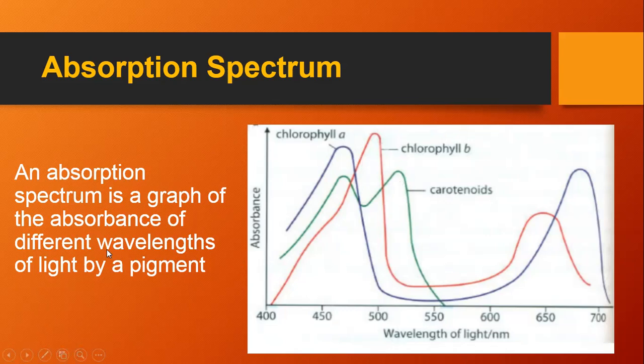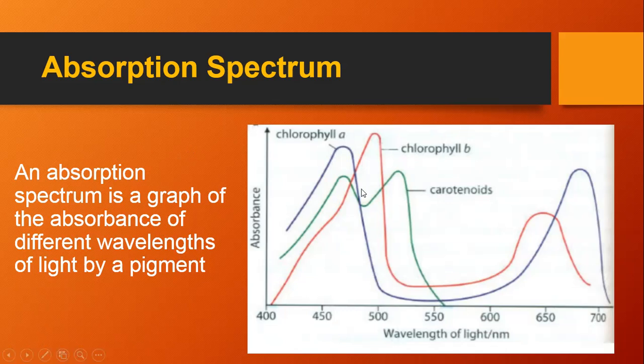So an absorption spectrum, what is this? It is a graph of the absorbance of different wavelengths of light by a particular pigment. You can see over here the wavelength of light is given on the x-axis and the absorbance is given on the y-axis, and three different pigments are shown: chlorophyll A, chlorophyll B, and carotenoids. When we plot a graph between the wavelength of light and the absorbance of light by a certain pigment, that graph is called the absorption spectrum.